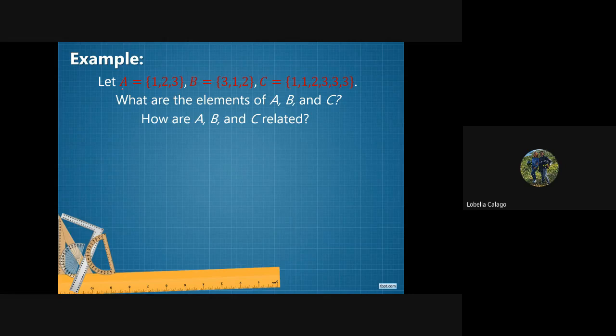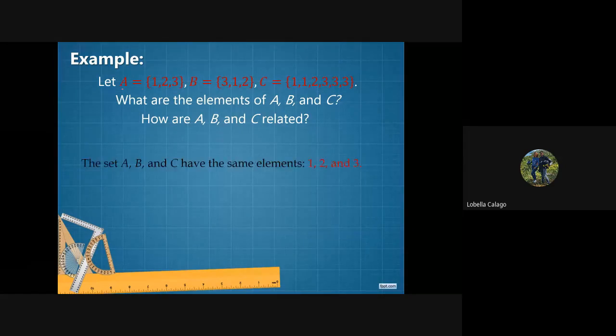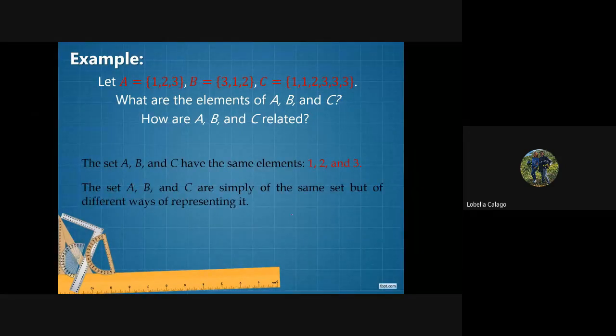So, the question was: what are the elements of A, B, and C, and how are A, B, and C related? The elements of A, B, and C are 1, 2, 3. They all have the same elements, which are 1, 2, and 3. Next, how are A, B, and C related? The sets A, B, and C are simply the same set. They are related because they are the same set, but with different ways of representing it.